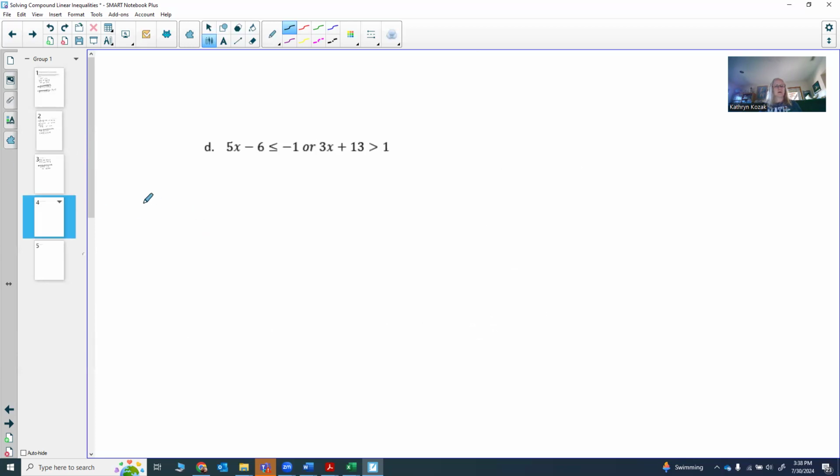Another example, part D: 5x minus 6 is less than or equal to -1, or 3x plus 13 is greater than 1. For the solution, I will solve each one individually. So add 6, 5x is less than or equal to 5. X is therefore less than or equal to 1. Or subtract 13, 3x is greater than -12.